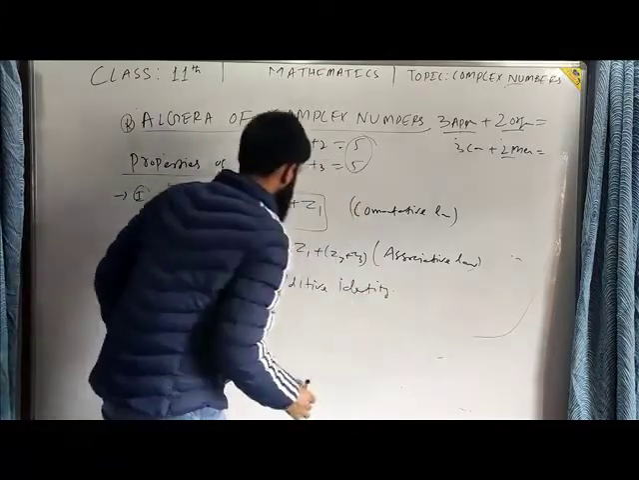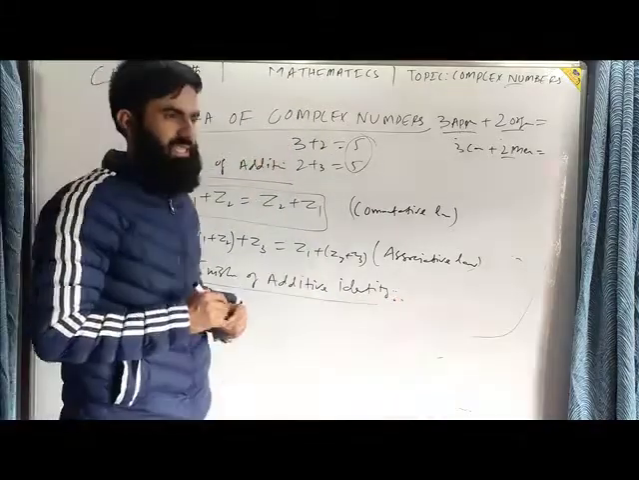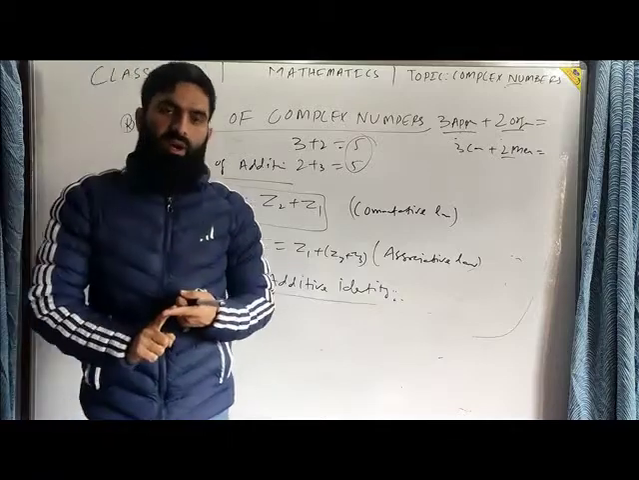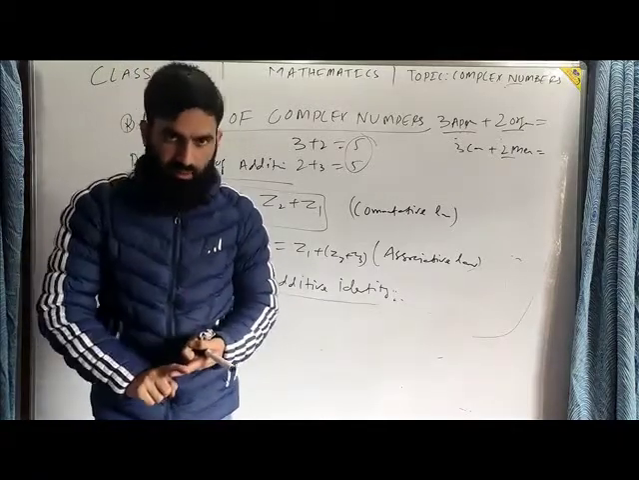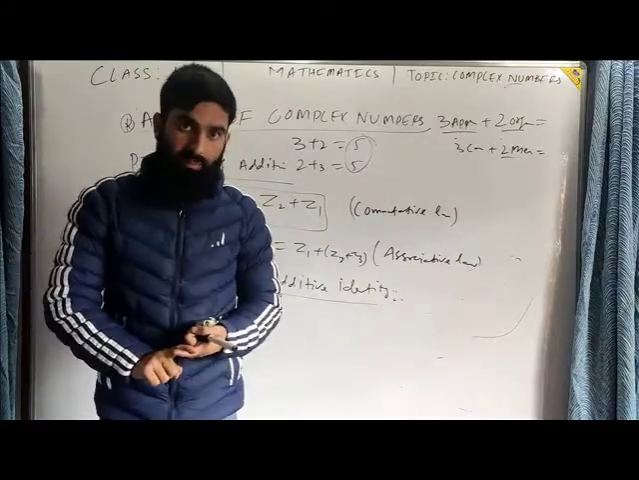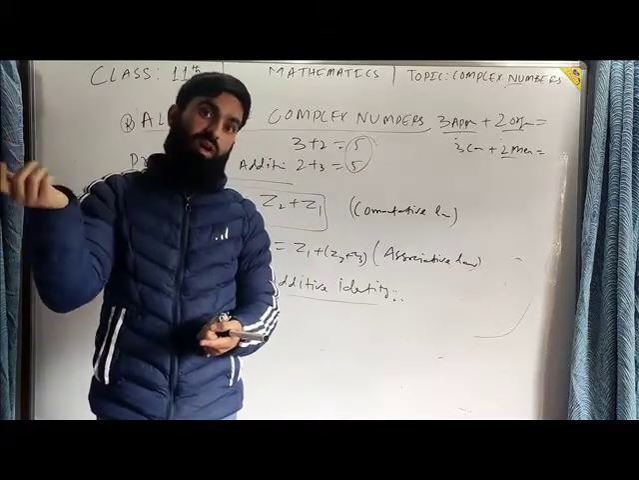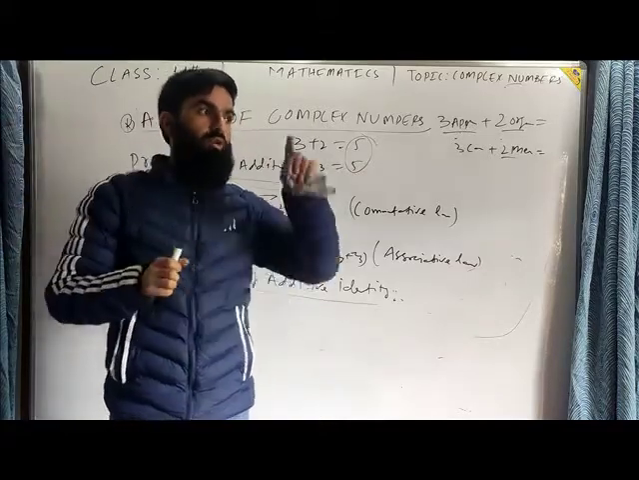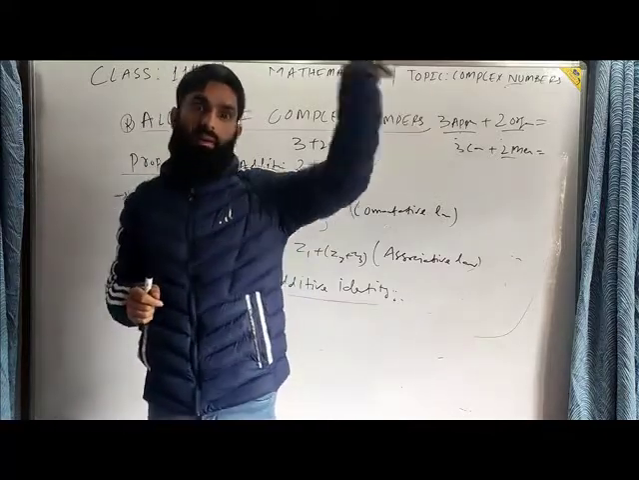Existence of additive identity. What is that? Four quantities are important quantities in maths for basics: additive identity, additive inverse, multiplicative identity, multiplicative inverse. Additive identity is a number which is added to a particular number to get the same number back.